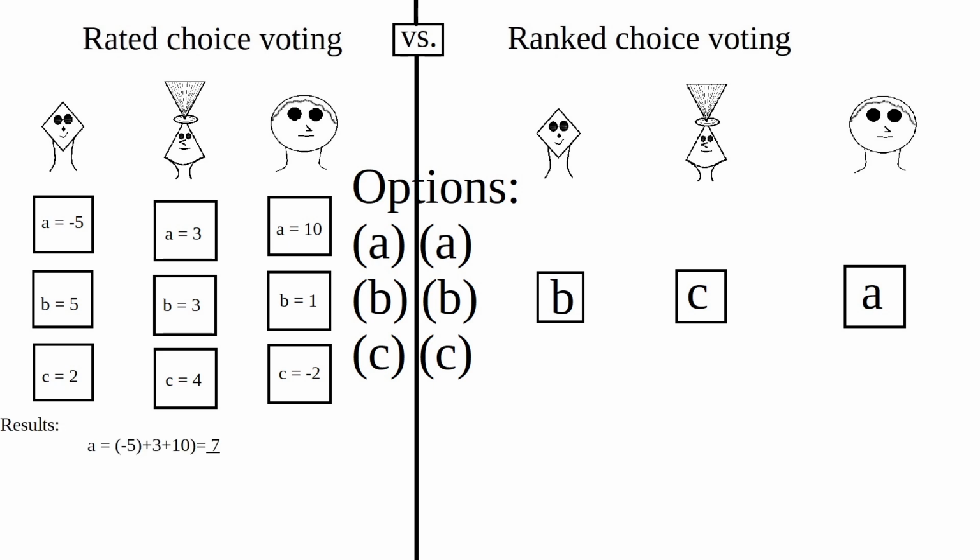Opinions of A are added up to 7. Opinions of B sum up to 9, and C only hits 4. The results can be displayed clearly like this.